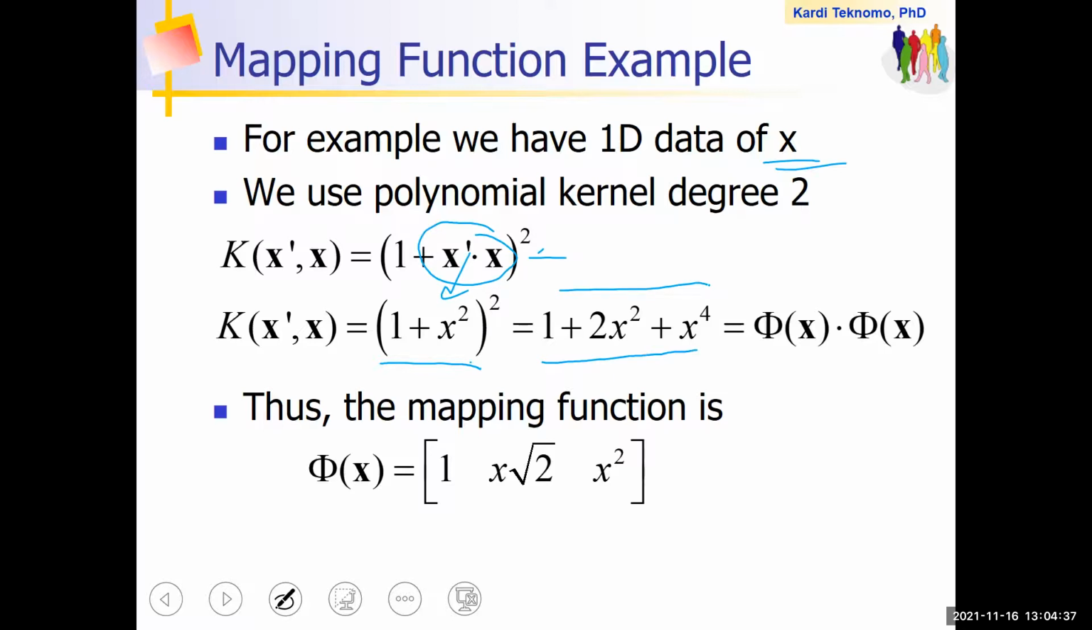And then you know this kernel is equal to the multiplication of two mapping functions. So the question is, what is the mapping function? The mapping function is this one. So how do you get that? Easy. One, you see here. This is the square root of this, right? The square root of 2 times x. And then this one is x squared. Is it clear or not?